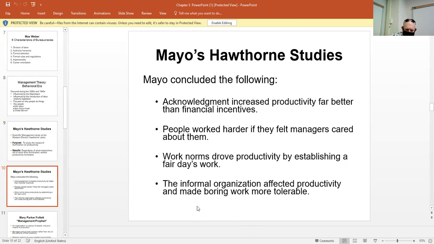The informal organization affected productivity and made boring work more tolerable. So by making things more informal, productivity actually went up in the workforce. It's kind of like by relaxing a few rules, they saw people be more effective because they were probably having a better time in the workforce.